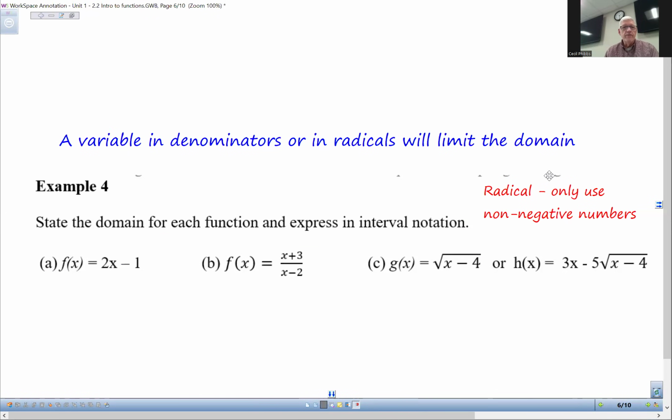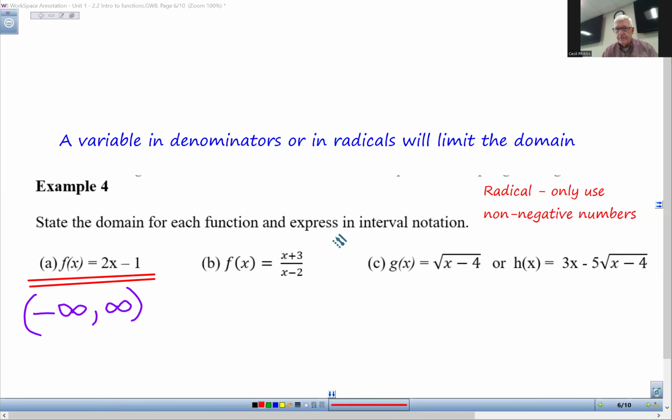Okay, so here's our examples. Now, the first one here, we have a linear function. We know it's a linear function because there's no fractions or exponents or radicals or anything else and there's just a single variable. All linear functions, as long as it is written in function notation, have a domain of negative infinity to positive infinity. So this one has a domain of all real numbers. Again, make sure you're writing these in interval notation.